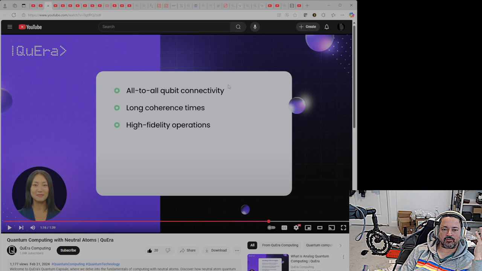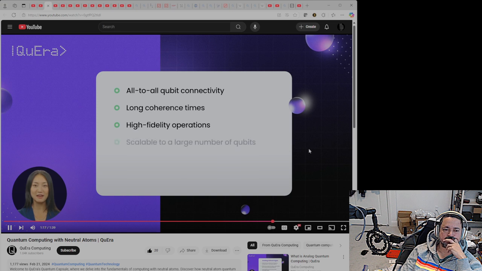All-to-all qubit connectivity. So as compared to D-Wave or some of the other ones, I'm guessing it means you can entangle or manipulate any qubit with any other qubit without having to do the weird sort of combinatorial sacrifices that solid-state quantum computers tend to have. Long coherence times, yeah. High-fidelity operations, yeah.